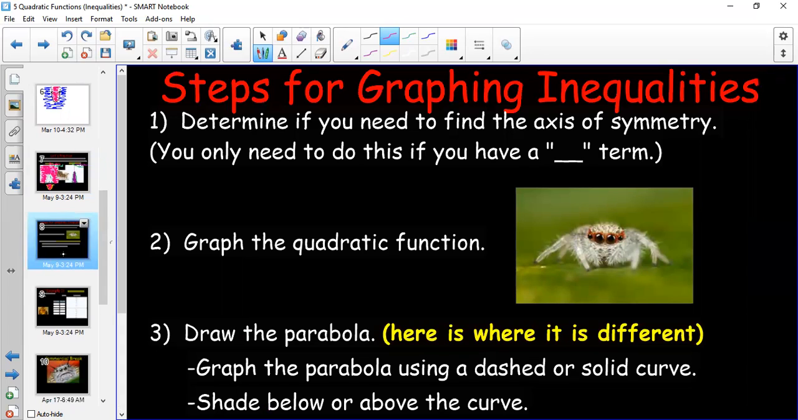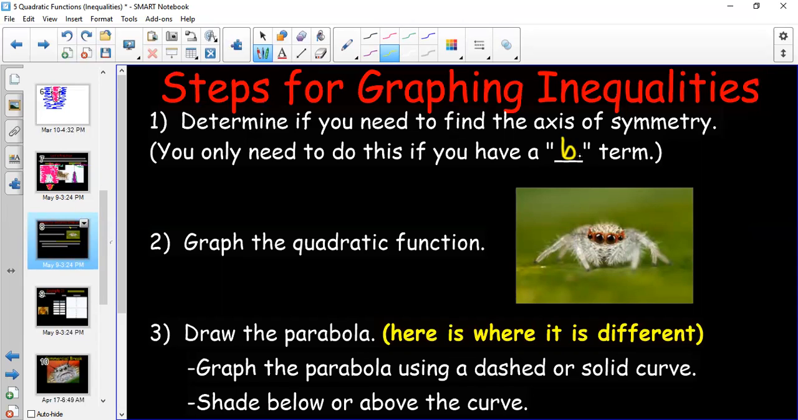All right, so we're going to have steps here. First off, we have to graph our parabola. So we need to define where the axis of symmetry is. We only need to do this if we have a b term. Otherwise, the axis of symmetry is right on our y-axis, so x equals 0.